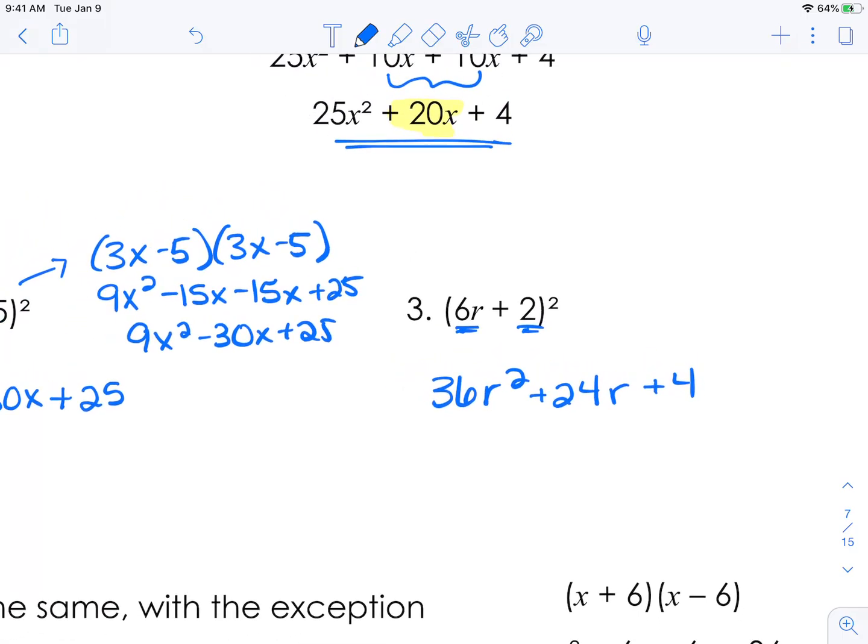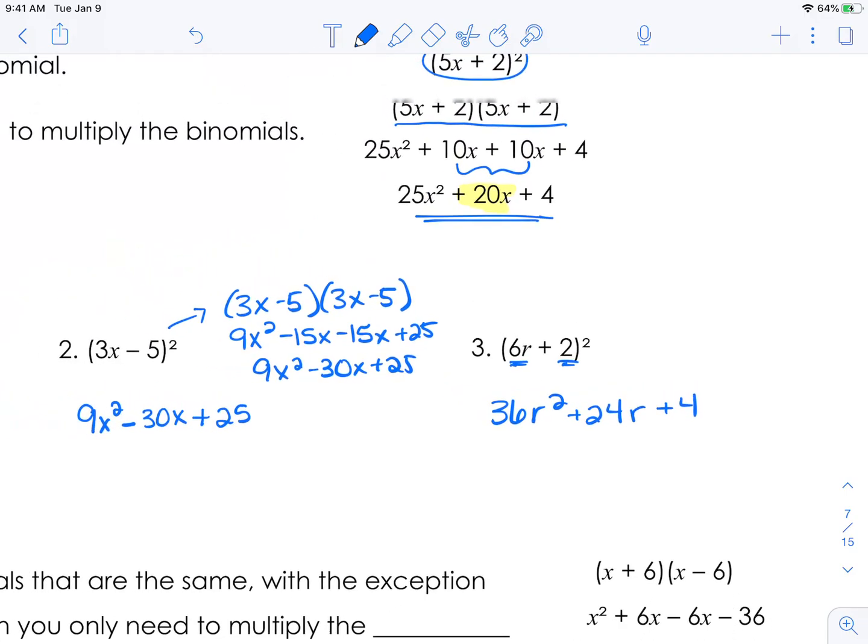Now, if you don't like doing it that way, if you prefer writing out and doing all of the FOIL, please do that. The more work you show, honestly, the better. Just in some cases, some of you are able to see it and do it without writing out all the steps. But if your teacher asks you to show all your steps, then show all your steps.